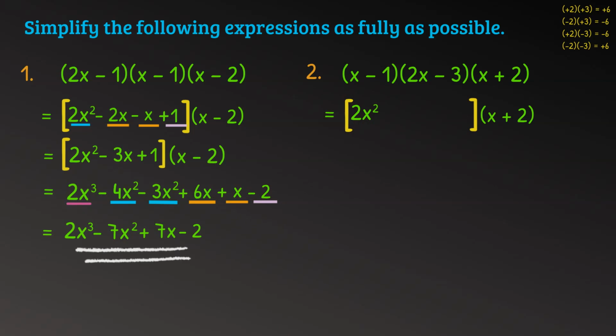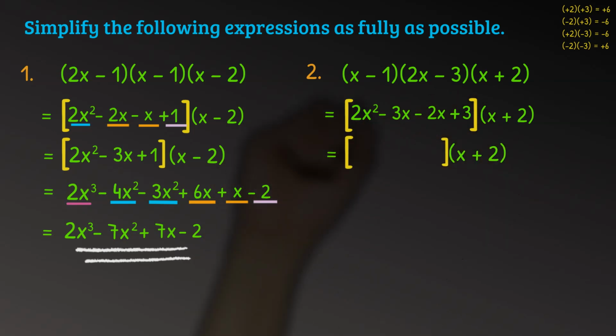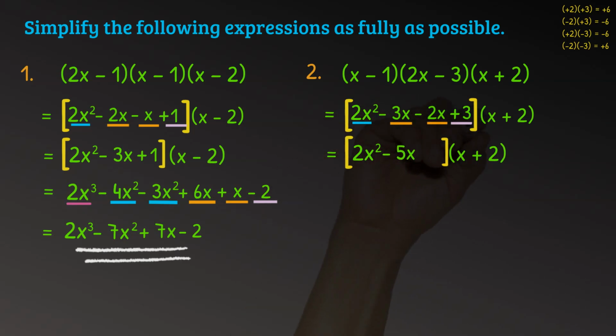In the next question, multiplying out the first two brackets, we have x times 2x, which is 2x squared. X times minus 3 is minus 3x. Minus 1 times 2x is minus 2x. And minus 1 times minus 3 is plus 3. We then tidy this up by adding the two terms that contain x inside the yellow bracket. So we get minus 3x plus minus 2x, giving us minus 5x.